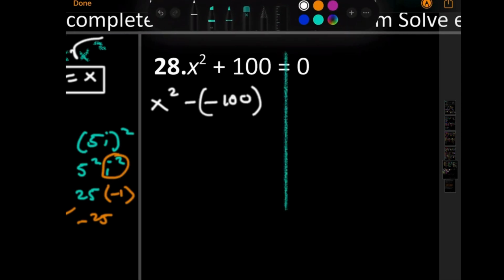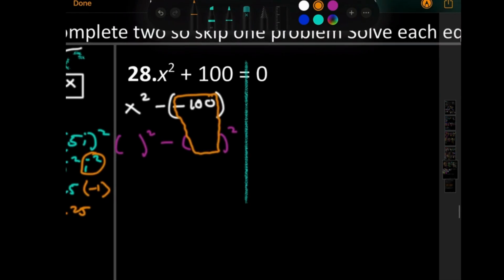Okay, so I need something in here. What am I going to put in there? Right, so you can do negative 100 equals x squared. No, we shouldn't use x. Let's use w. Does that make sense? The pink one is parentheses squared, so I'm calling that w squared.